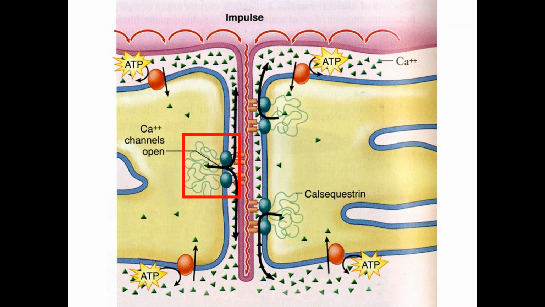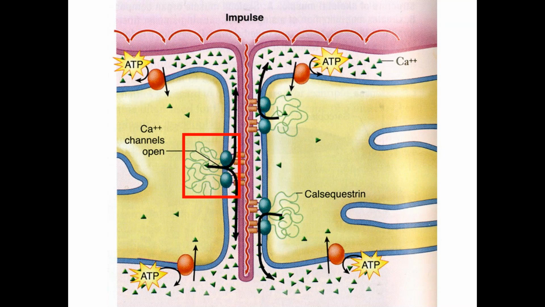Okay? When we talk about the process of excitation-contraction coupling, that's what this is. This is the link between the electrical energy of the action potential and the chemical reaction that leads to contraction of a muscle. Okay? So everything after this point is contraction.